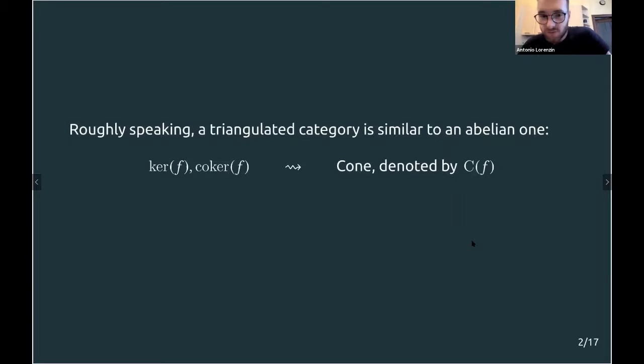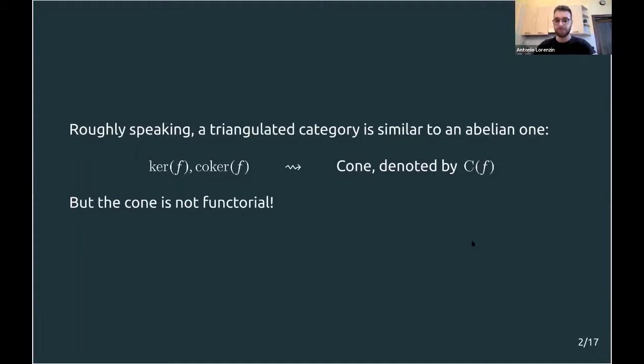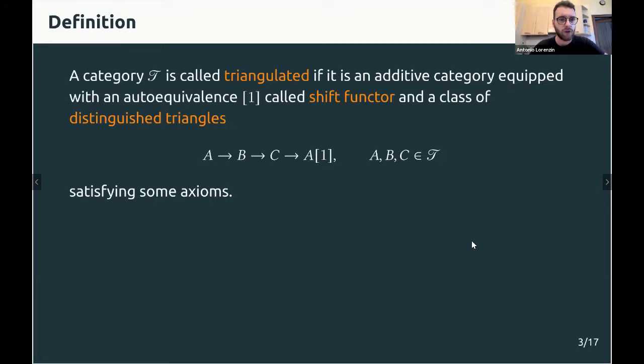What are they, first of all? Let me say something very roughly. A triangulated category is something resembling an abelian one. You kind of try to replace kernels and co-kernels with the notion of a cone. However, not everything works as nicely as before because the cone is not functorial. So with this idea in mind, I want to give you the definition, or a sketch of the definition.